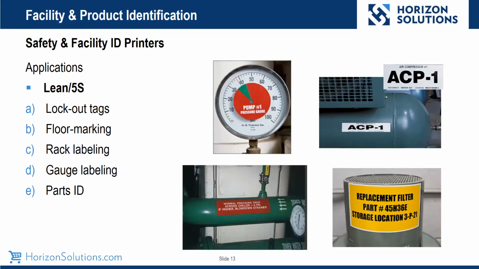Some other applications would include Lean 5S. Lean 5S teams and managers oftentimes will look at using these units for lockout tags, floor marking, rack labeling, gauge labeling, parts identification, everything that you can see here. If we can help that workflow, if we can help the work processes become that much more productive, these printers are a great option for you.